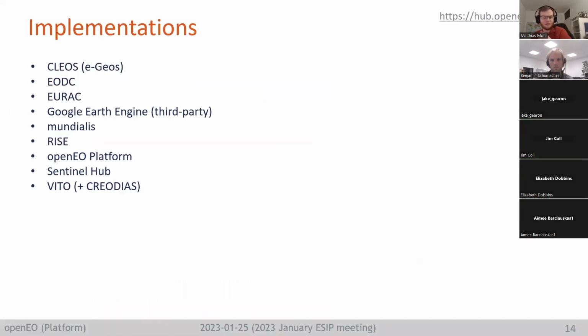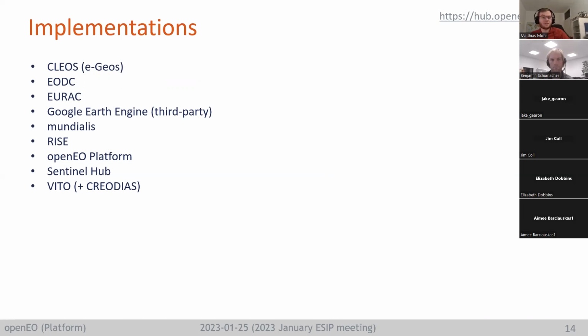And then there are a couple of implementations right now that implement the OpenEO API. This is just a list. For example, there is a proof of concept for Google Earth Engine that's not maintained by Google itself, but by me basically. So it's a third-party project. That's not full-fledged, but just gives a view of how it could look, and that it actually works.